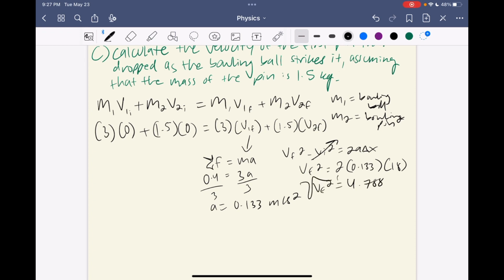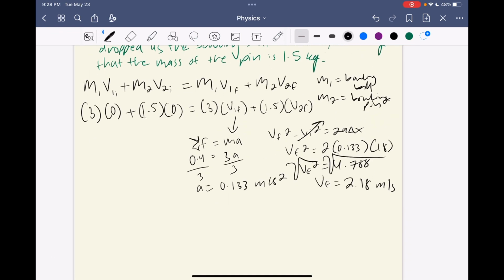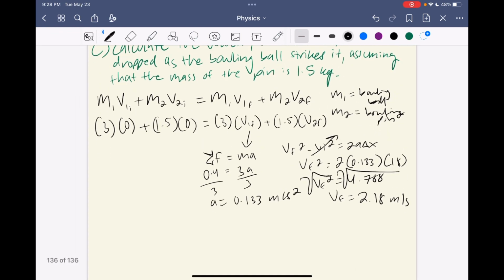And we want to square root both sides to isolate for VF. So the square root of 4.788 is 2.18 meters per second. So that is the final velocity of the bowling ball as it hits the bowling pin.